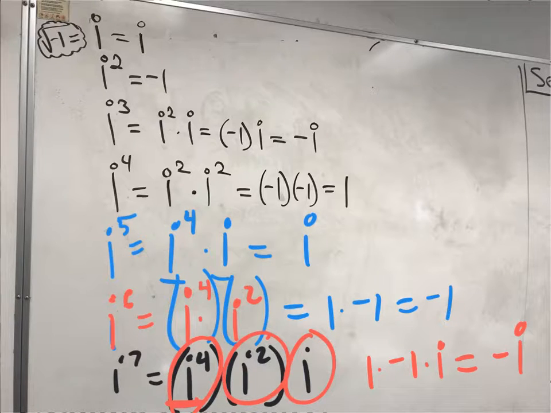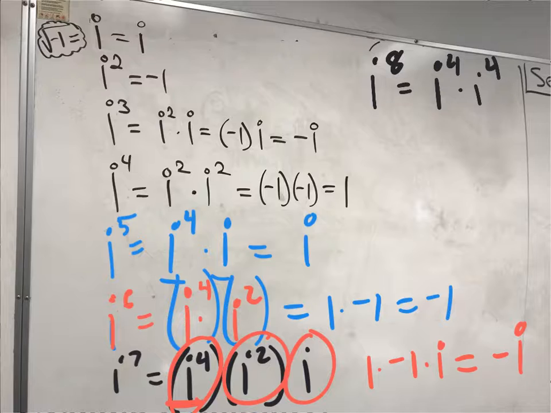Do we notice anything here? Pattern. I, negative 1, negative I, 1, I, negative 1, negative I. What would I to the eighth be? 1. Okay, so if I go I to the eighth, that's really I to the fourth times I to the fourth, and each of those are 1, so your answer is 1.